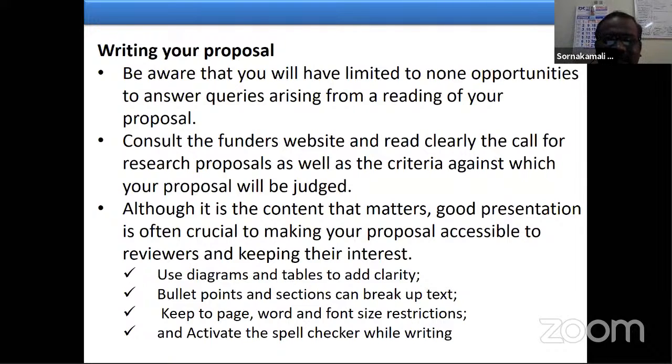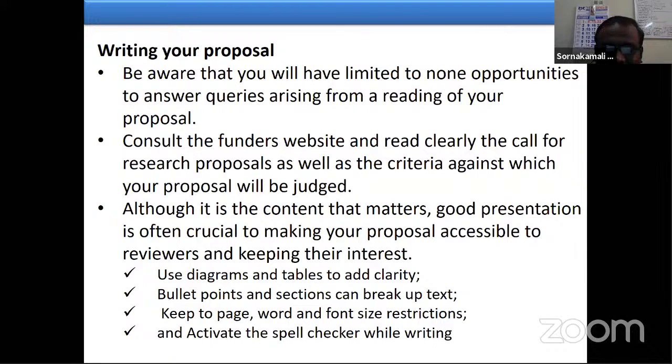Always consult the funding agency website. Then, according to their call, you have to shape your proposal. Sometimes you may have a chance to give a presentation. At that time, you have to make a good presentation, using diagrams and tables to add clarity to the proposal. Use bullet points. You should not use so many words.